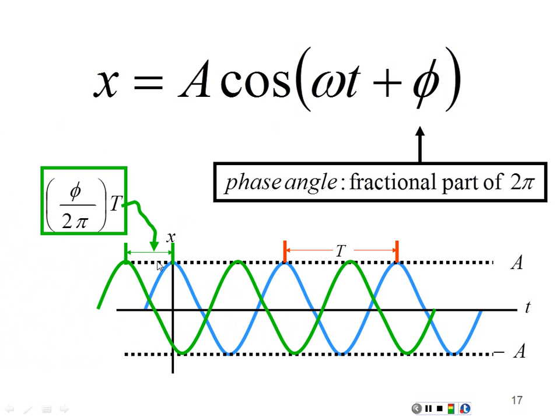So that fractional part of a 2 pi cycle is my offset that allows me to start and solve this with an offset angle.